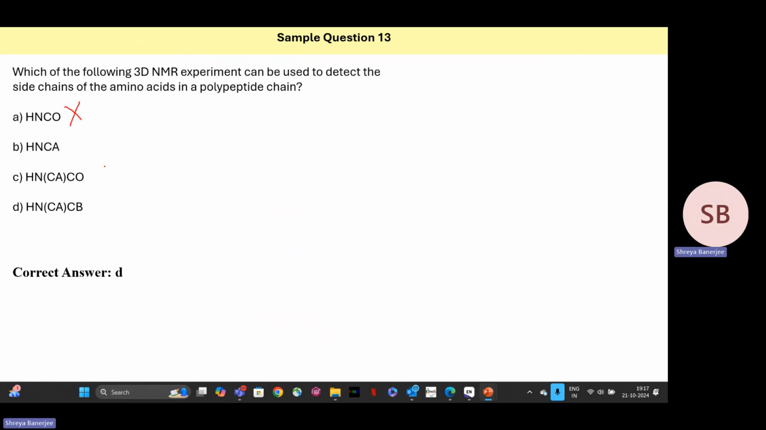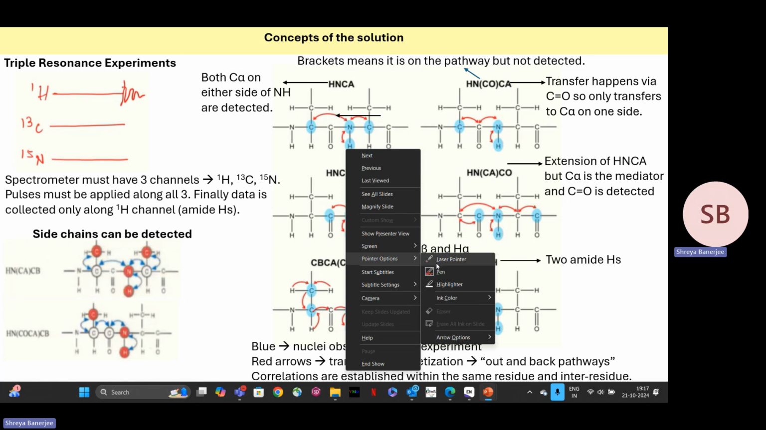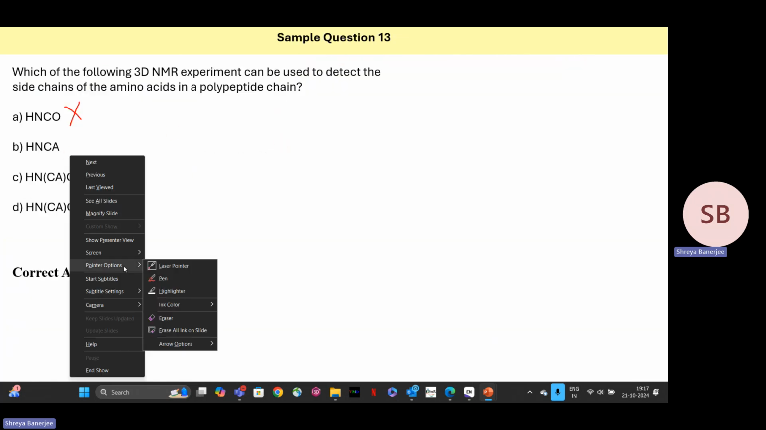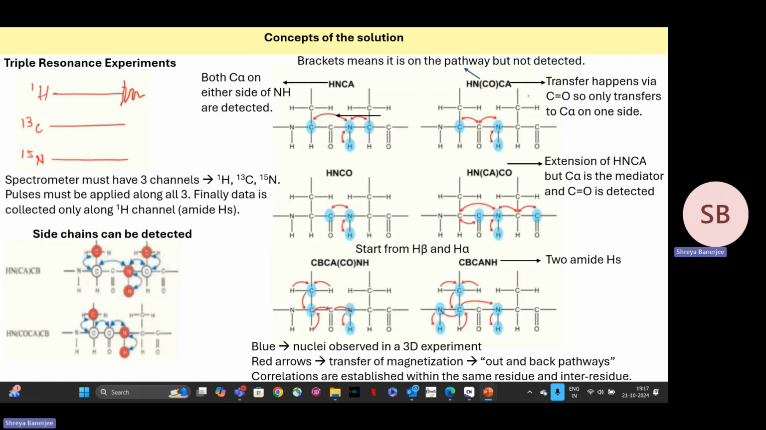Then what about HNCA? In HNCA, you start from the hydrogen, transfer the magnetization to nitrogen, and from nitrogen it goes to the C alpha of both i and i minus 1. So again, you are not going into the side chain, you are only staying in the backbone atoms. So HNCA is also cancelled out. Then it is HNCACO, that is this fourth option.